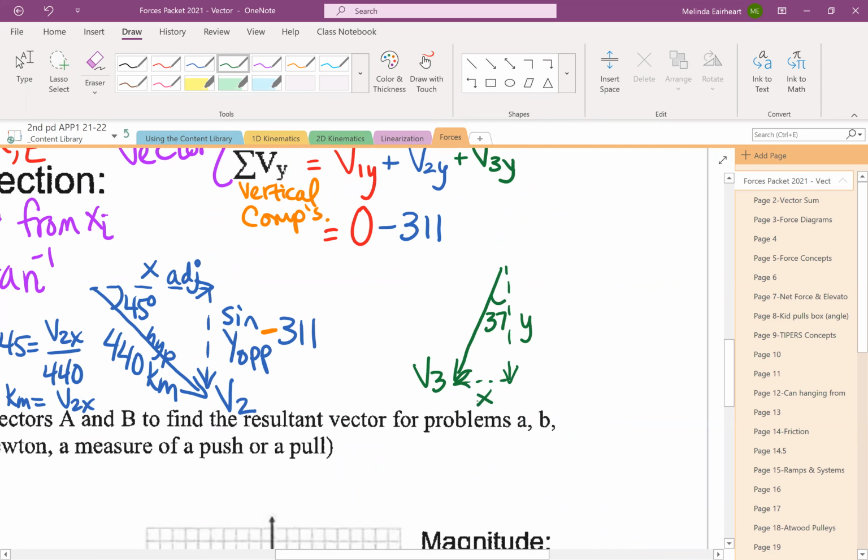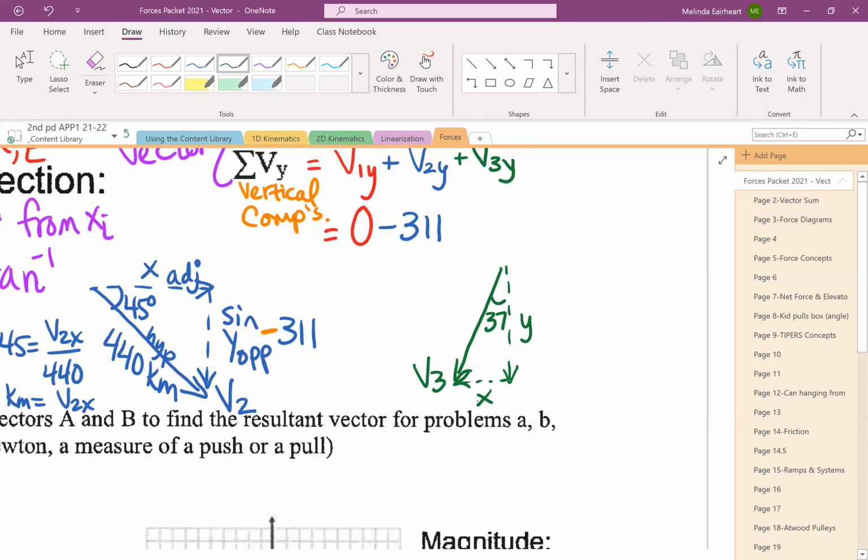Let's solve for the x. What function are we going to use for the x component? Oh, I'm so glad you said that. I was expecting at least 3 people to go cosine, cosine, cosine, because Miss Earhart, all the time, we use cosine to find the x component.